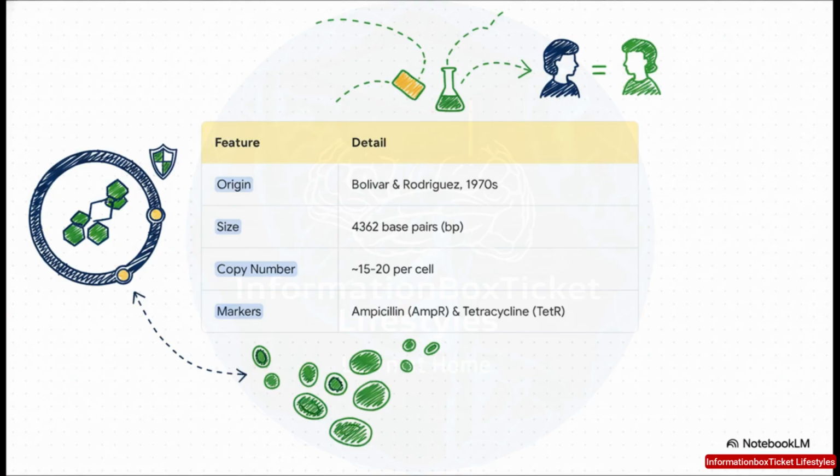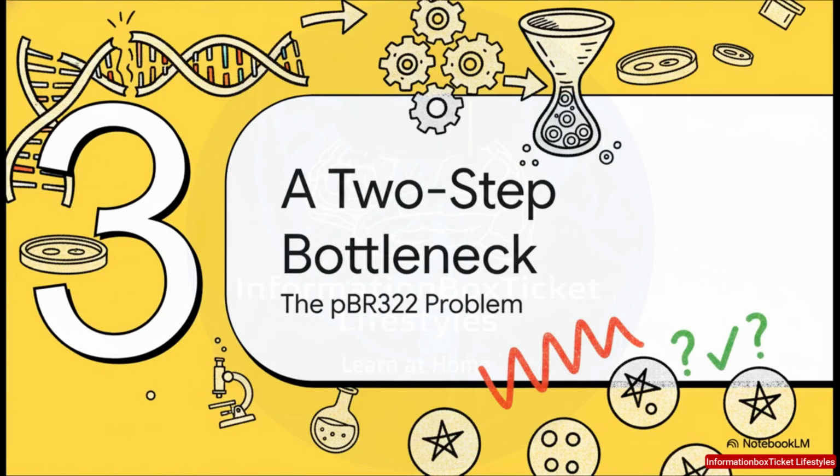It has a pretty low copy number, meaning a cell only makes about 15 to 20 copies of it. But here's the most important detail. It has two selectable markers. It gave bacteria resistance to two different antibiotics, ampicillin and tetracycline. And that clever little feature was both its greatest strength and its biggest weakness. And that brings us right to the heart of the problem with pBR322.